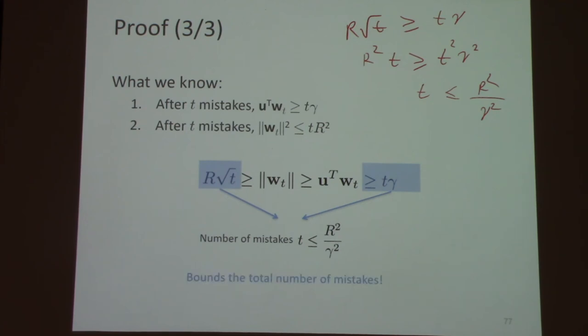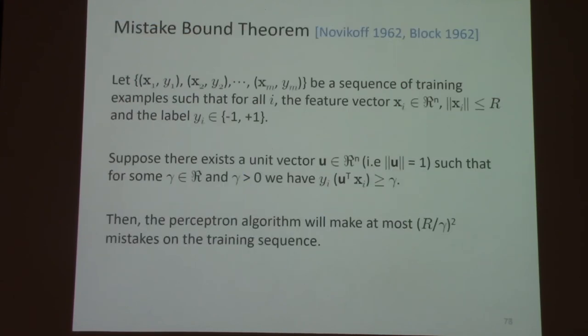So what we get here is a bound on the number of mistakes. Effectively what I have proved is this entire theorem. If you have a sequence of training examples where all examples are bounded in a ball of size R, and if the labels to these examples are such that the data is linearly separable by a unit vector with a margin gamma, then the perceptron algorithm will make no more than R squared over gamma squared mistakes. That's the theorem. Now, I don't know about you, but to me this theorem never ceases to amaze me.